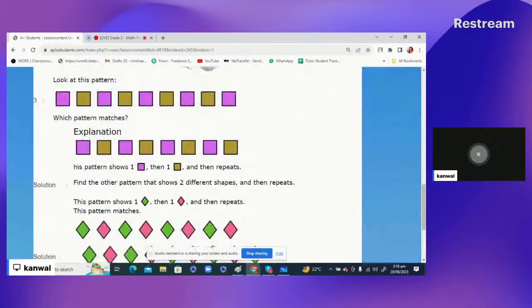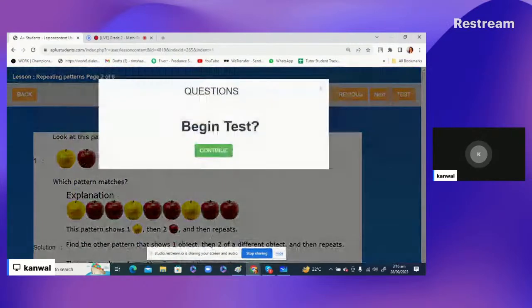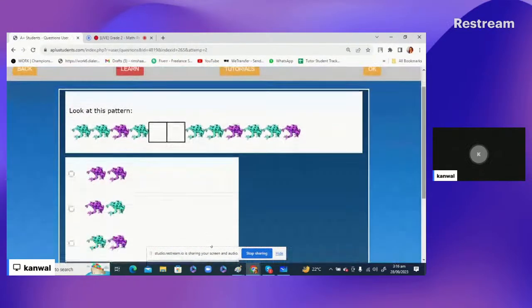Okay, now look at this pattern. These are square boxes. Look here, this pattern again repeats. This is one pattern, one is purple color, then the next one is another color. Look here, this one also repeats: one green, then pink, then green, then pink, then green, then pink, then again green and then pink. Got it? So in this way this pattern also repeats. Let's do the test, then we do some questions for that.